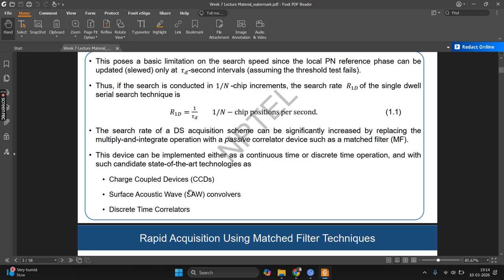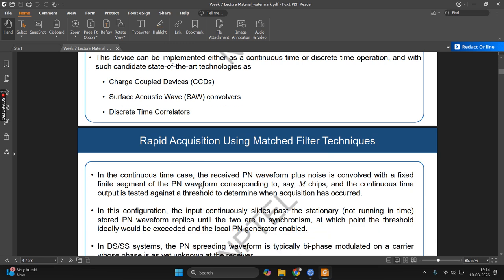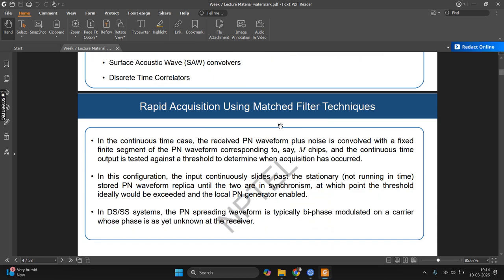There are multiple ways of implementing a matched filter, like charge coupled devices, surface acoustic wave convolvers, and discrete time correlators. In the continuous time case, the received PN waveform plus noise is convolved with a fixed finite segment of the PN waveform corresponding to, say, n chips, and the continuous output is tested against the threshold to determine when acquisition has occurred.